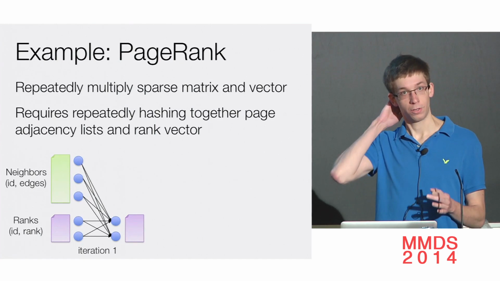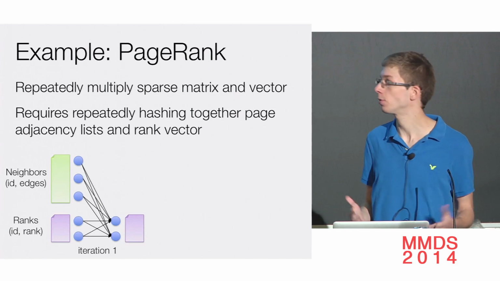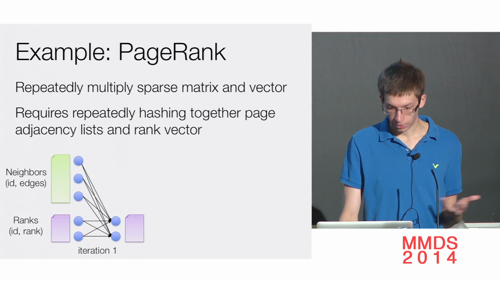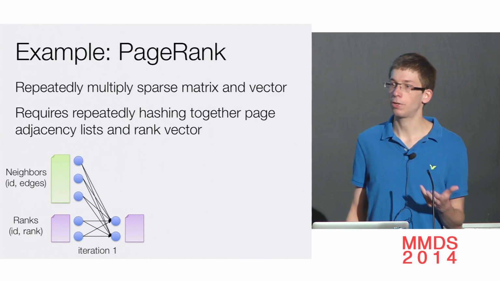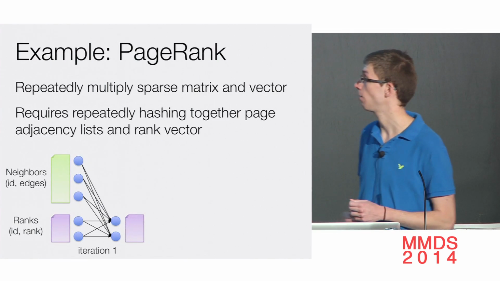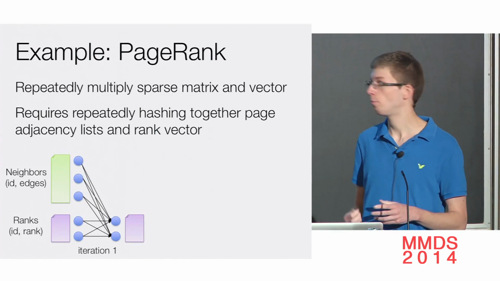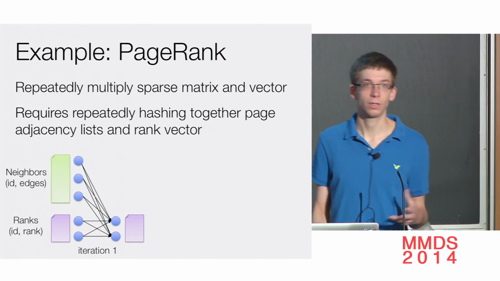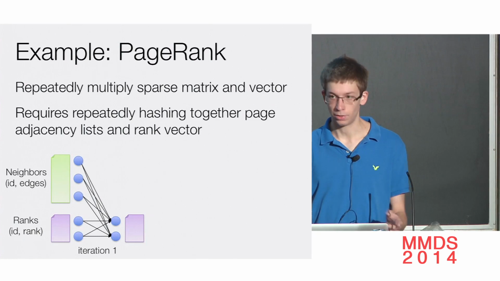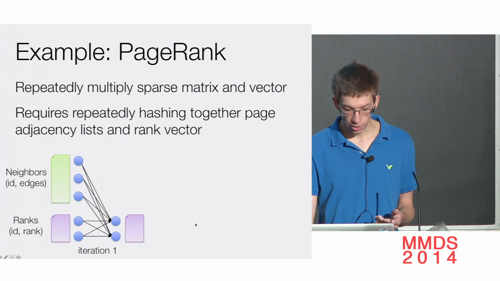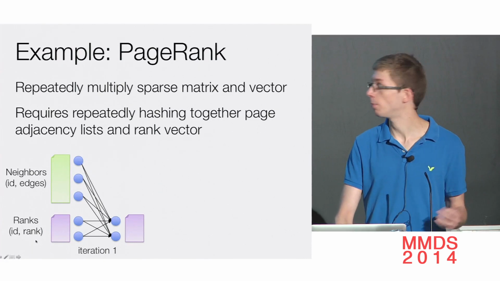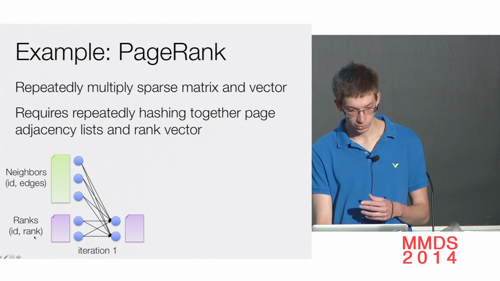PageRank is kind of the poster child MapReduce application. In PageRank, you have basically a sparse matrix, and you repeatedly multiply it by a vector to compute the page ranks. How are you going to do this on a cluster? You're going to have a file which is the adjacency list of your graph, with key value pairs: the vertex ID, and then the edges that come out of it. And then you have a second file, which is your current rank vector, the vector you're multiplying by. Again, that's a bunch of key value pairs with the ID of the vertex and its current rank.